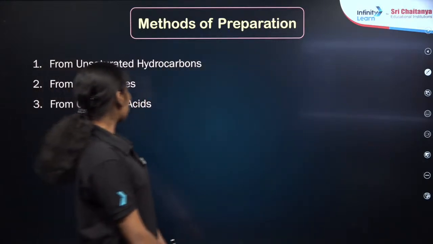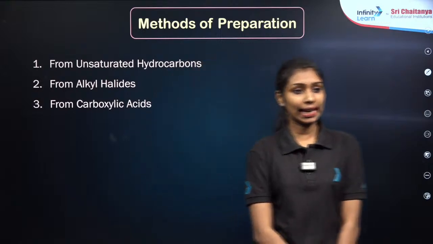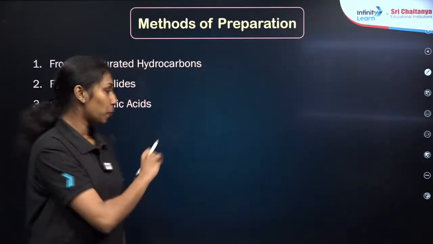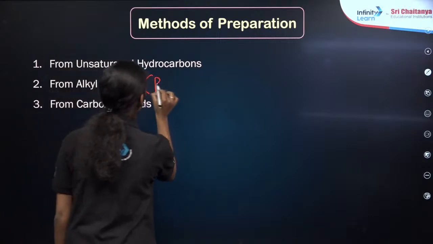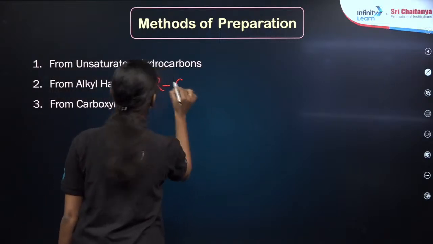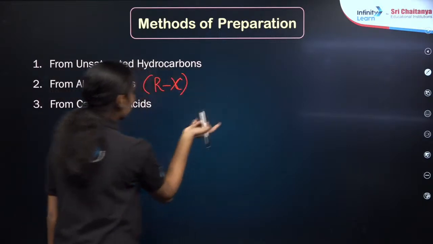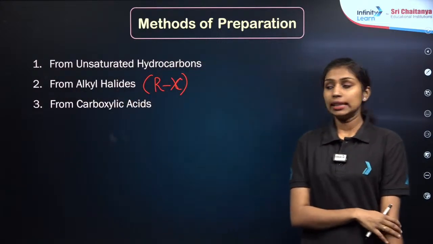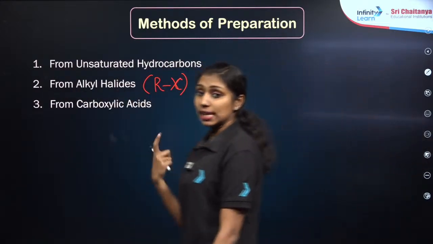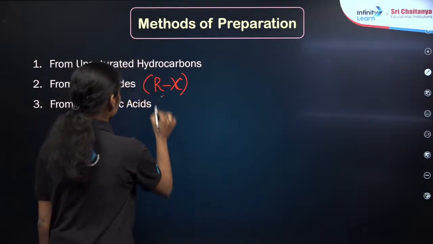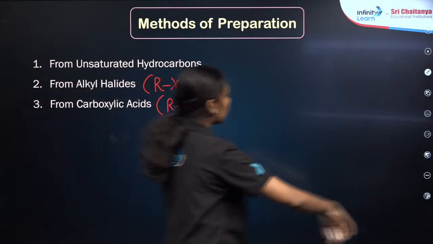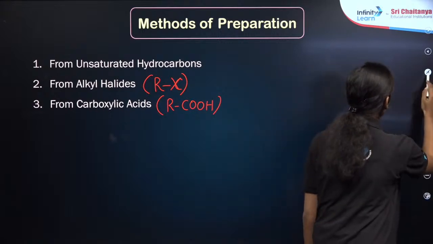Then the second one, I can prepare the same alkanes from the alkyl halides, right? Alkyl halides means a halogen group is attached to the alkyl group, so RX, where X will be any of the halogens: fluorine, chlorine, bromine or iodine. Then the third method is from the carboxylic acid, RCOOH group. So let us start with the first method, from the unsaturated hydrocarbons.